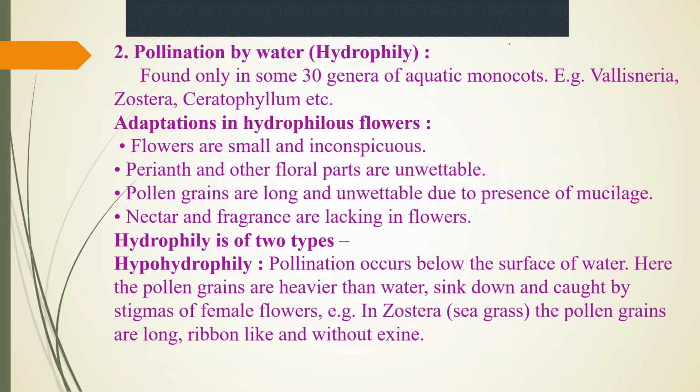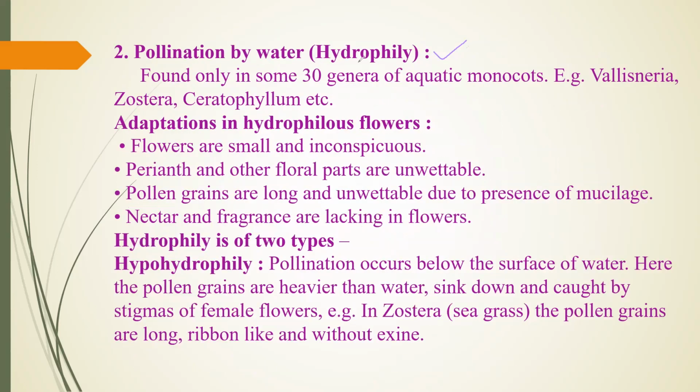Then the second one is hydrophily. Anemophily is the pollination which is going to occur by air. Now we are having hydrophily. So hydrophily means what? It is nothing but the pollination which is going to occur by water. Okay, we're going to observe that 30 genera of aquatic monocots, including Vallisneria, Zostera, and Ceratophyllum. All these genera are going to carry out pollination with water.